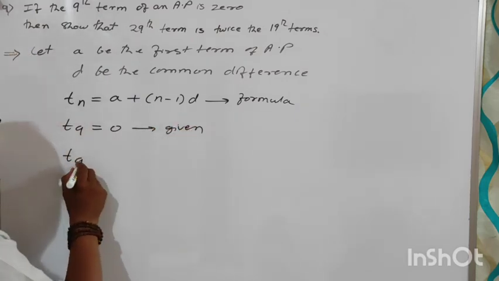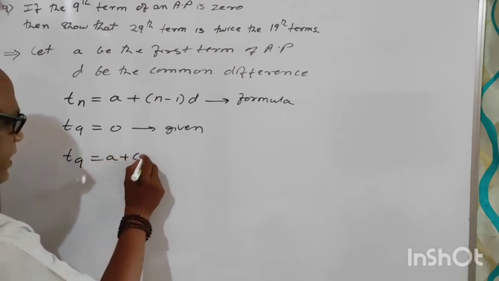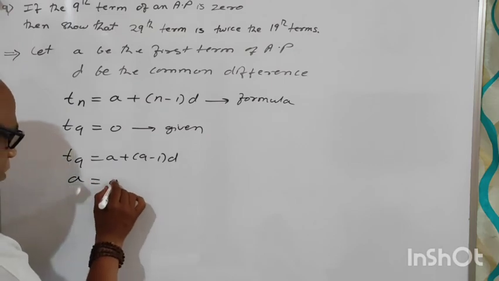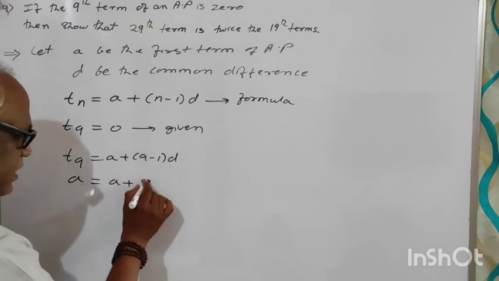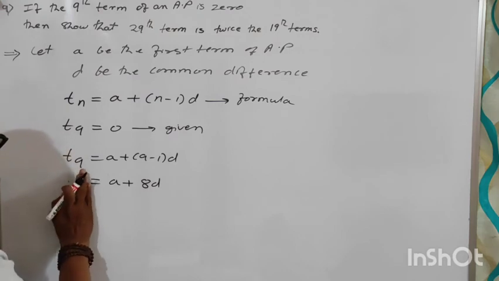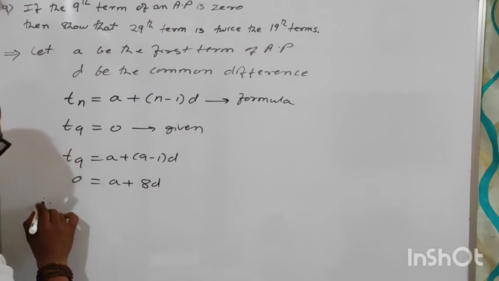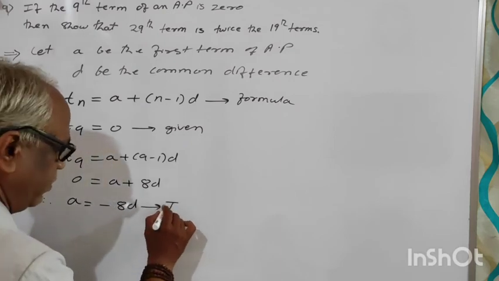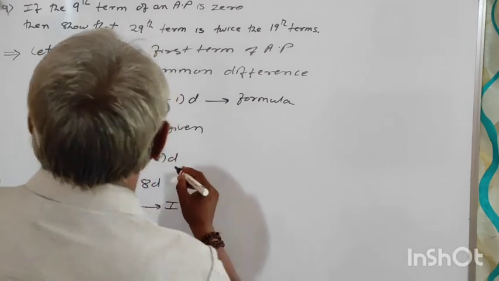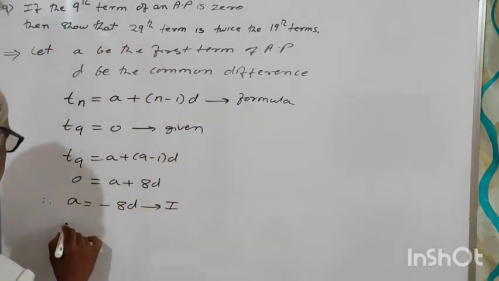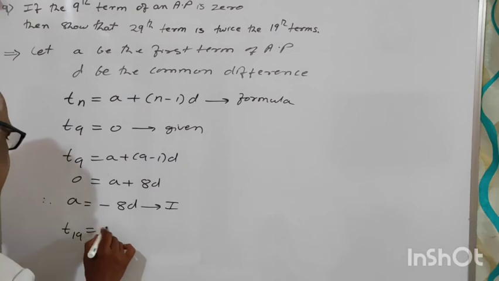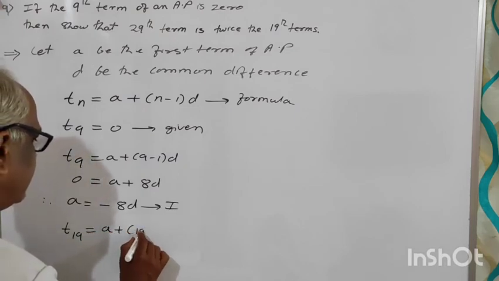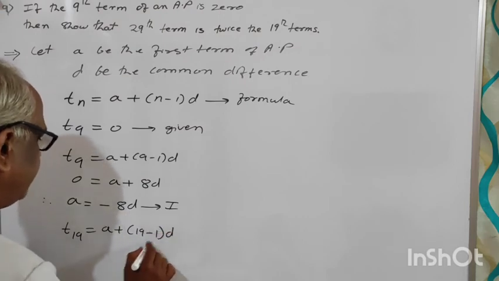So T9 is equal to a plus in bracket 9 minus 1 into d. T9 is 0, which is equal to a plus 9 minus 1 is 8d. Therefore a is equal to minus 8d. This is equation number 1. Now T19 we will see first. T19 is equal to a plus in bracket 19 minus 1 into d.